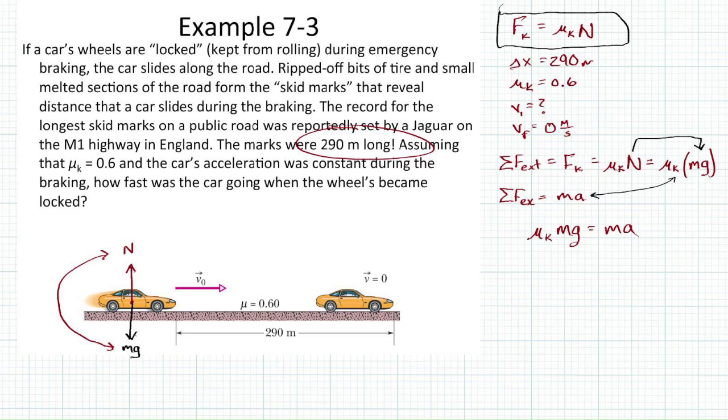Now what's nice about this is that the masses go away. They're multiplied on both sides, so they can both basically drop out. So what we're left with is a pretty basic equation. We're saying that acceleration is equal to coefficient of kinetic friction times g.